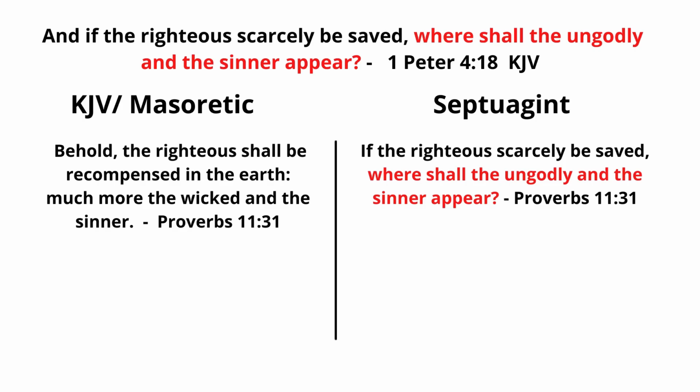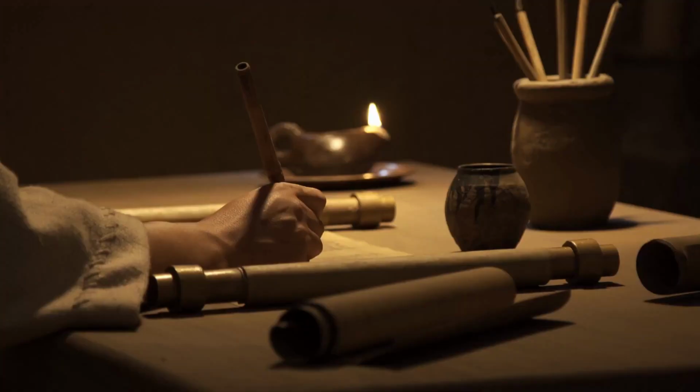Wait. That is not the message of Peter. The KJV, Masoretic, and modern translations are very different from what Peter said. However, Proverbs 11:31 in the Septuagint is exactly what Peter stated. Okay, so, we can go on and on with many more examples, all the Septuagint quotes like these, but these 6 should be enough to prove that the New Testament writers did in fact quote from the Septuagint.